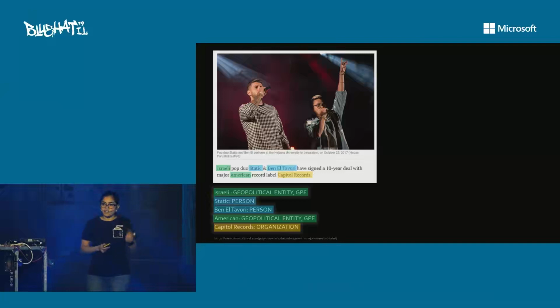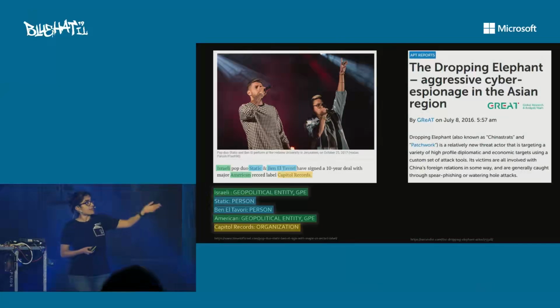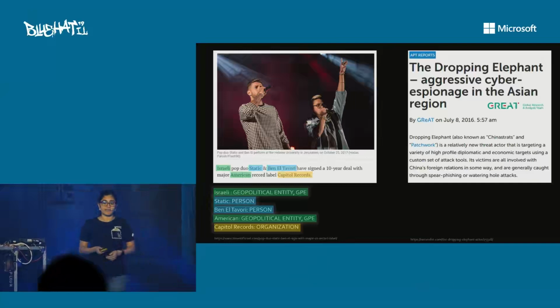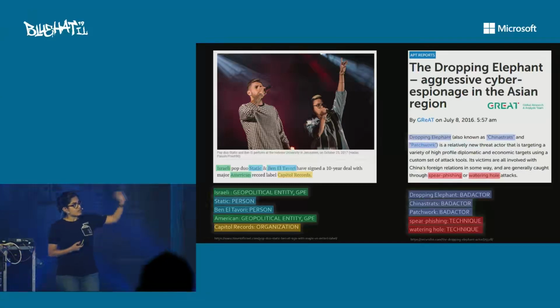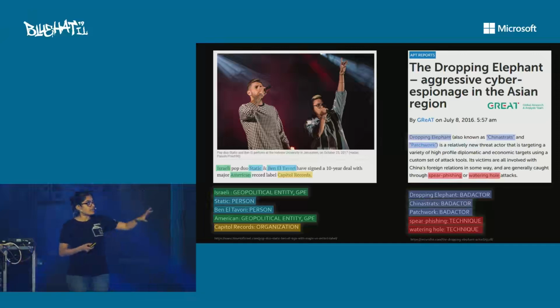But when I apply these toolkits on an APT report, they completely fail. For example, if I have this type of text and I pop it into an off-the-shelf text analytics toolkit, it does not extract any entities. The output that I would expect looks something like this: Dropping Elephant, China Strats, and Patchwork are the actors, and spearphishing and watering hole are the techniques. I want them to extract this, and they don't do that right now.